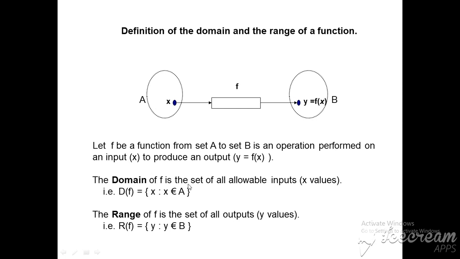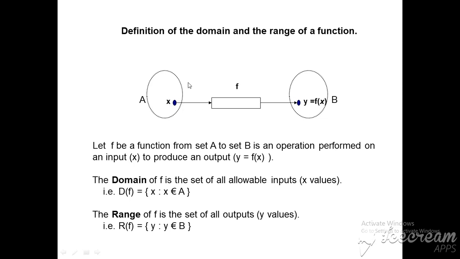Then the domain of f is the set of all allowable inputs, x values. That is, domain of f is equal to {x such that x belongs to A}. That means which we input to define a function, such x gives the domain. Similarly, the range of f is the set of all outputs, that means y values. That is, range of f is equal to {y such that y belongs to set B}. This x is from set A and y is from set B. Now what type of x and what type of y we take depends on the function.